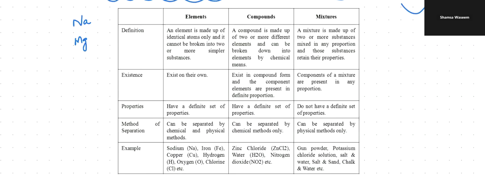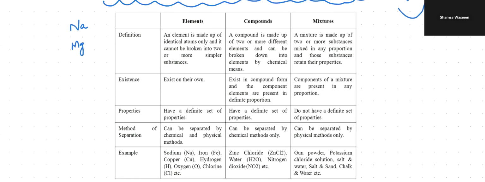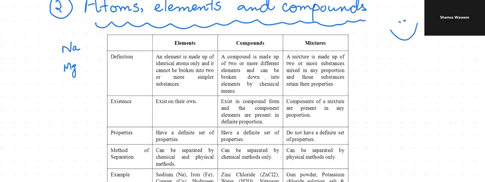What is a compound? A compound is made up of two or more types of elements, which are chemically combined together, and they exist in a fixed ratio, right? So a compound is made up of two or more different elements, like we can say water, carbon dioxide, ammonia. So they are compounds, right? They are made up of two or more different elements, and you are going to break down these compounds by chemical means, right? They can be broken down into their components, into their elements, by chemical means, right?